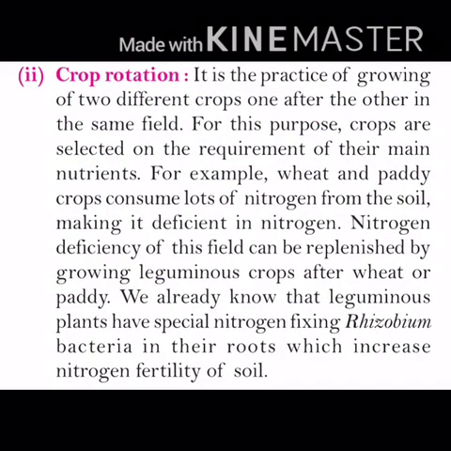Next is crop rotation. It is the practice of growing two different crops one after the other in the same field. For this purpose, crops are selected on the requirement of their main nutrients. So this is the method in which we select two different crops such that they fulfill the requirement of each other. For example, when we grow wheat and paddy, they consume a lot of nitrogen from the soil, making it deficient in nitrogen. To fulfill the deficiency of nitrogen, we can grow leguminous crops.